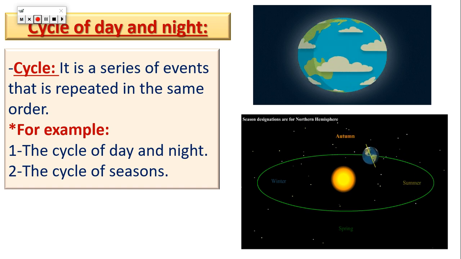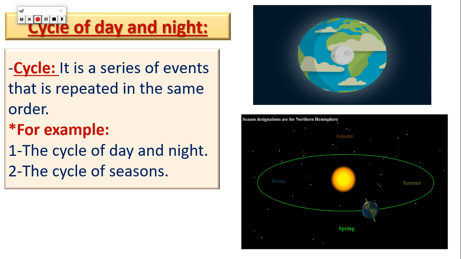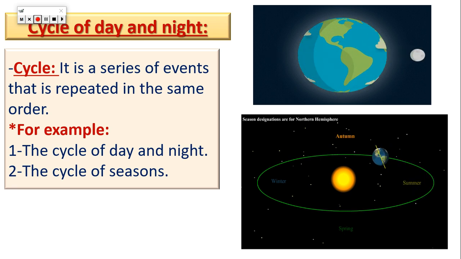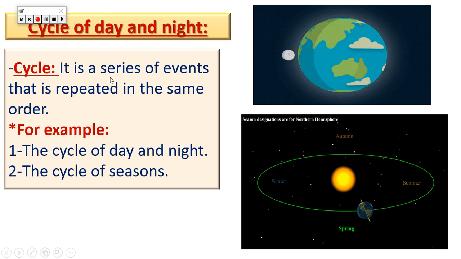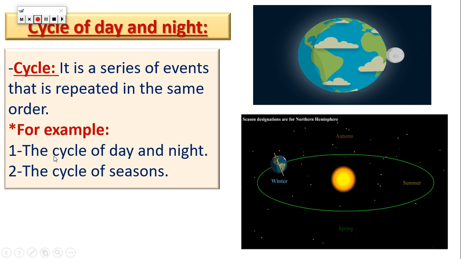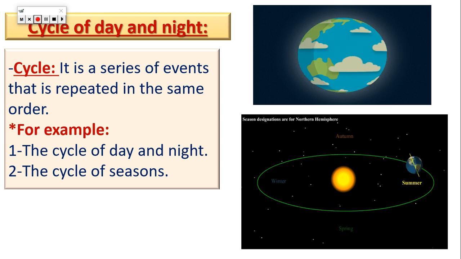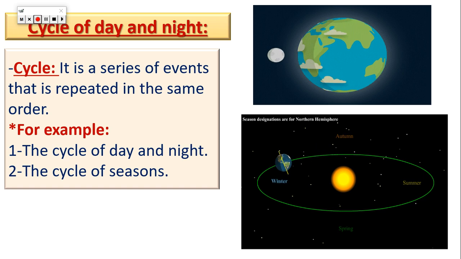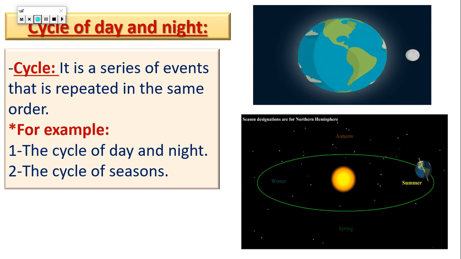Can two nights come together? No, the days and the nights and the days and the nights. So we call it a cycle. So the cycle is a series of events that repeat in the same order. For example, the cycle of day and night happens due to the rotation of the Earth around its axis. But the cycle of the four seasons happens because the Earth revolves around the sun.